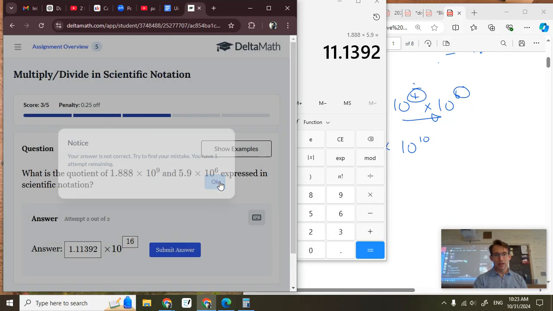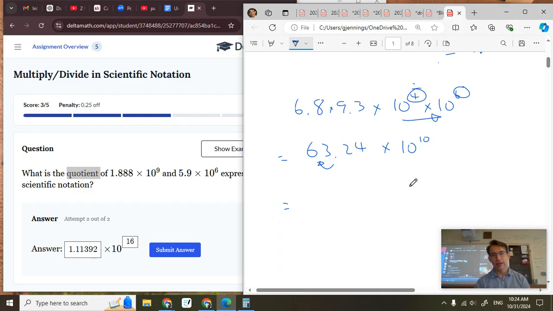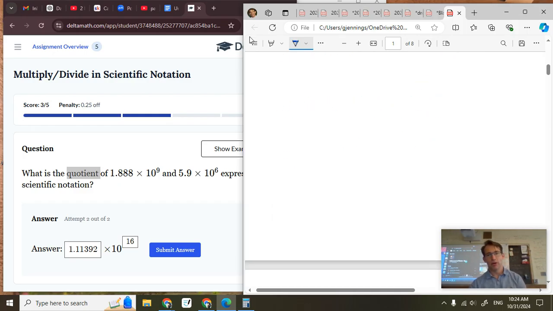Oh, it's so good. Did I write the number down wrong? No. The quotient. It wants the quotient, not the product. I didn't read the question right. So we have to divide. Okay, so let's write it out. Okay, so here we go.